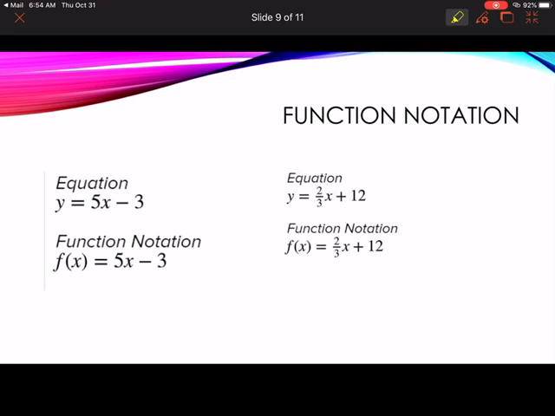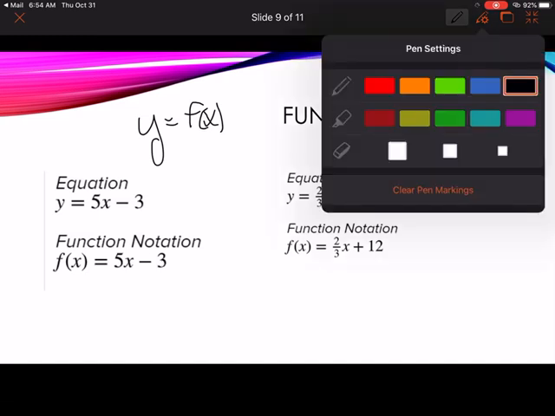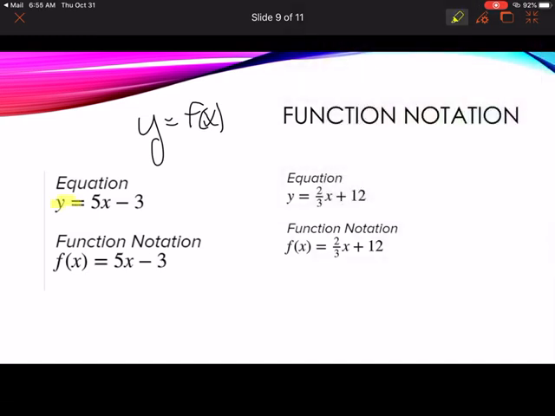Okay, so we need to look at function notation. Remember, I said y equals f of x. So when I have something like this first equation, I have the y here. So what changed in between these two equations? I changed the y to an f of x. In the second equation over here, I have a y. All I did to change it to function notation is change it to f of x.